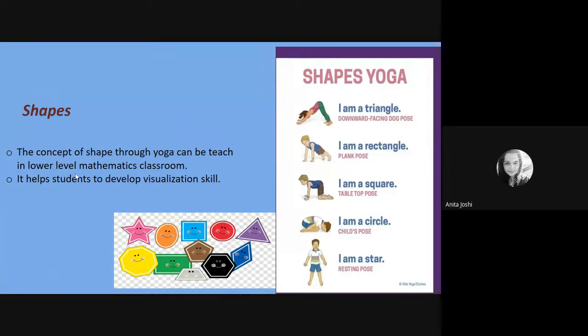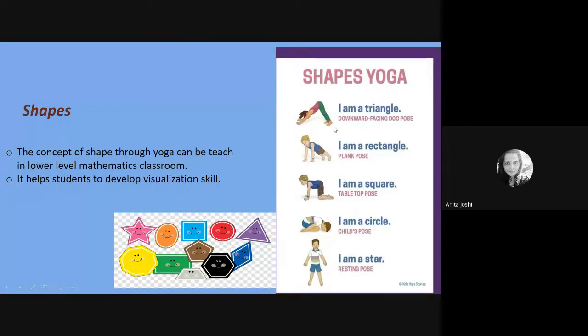We can do shapes activities for the lower level in the mathematics classroom, maybe for kindergarten or for grades 1 to 5, if we find it appropriate and we can see the level of students, how they are learning. These are some poses, and we can have more if we want to explore, like when we do certain types of poses. For this one, downward facing dog pose.